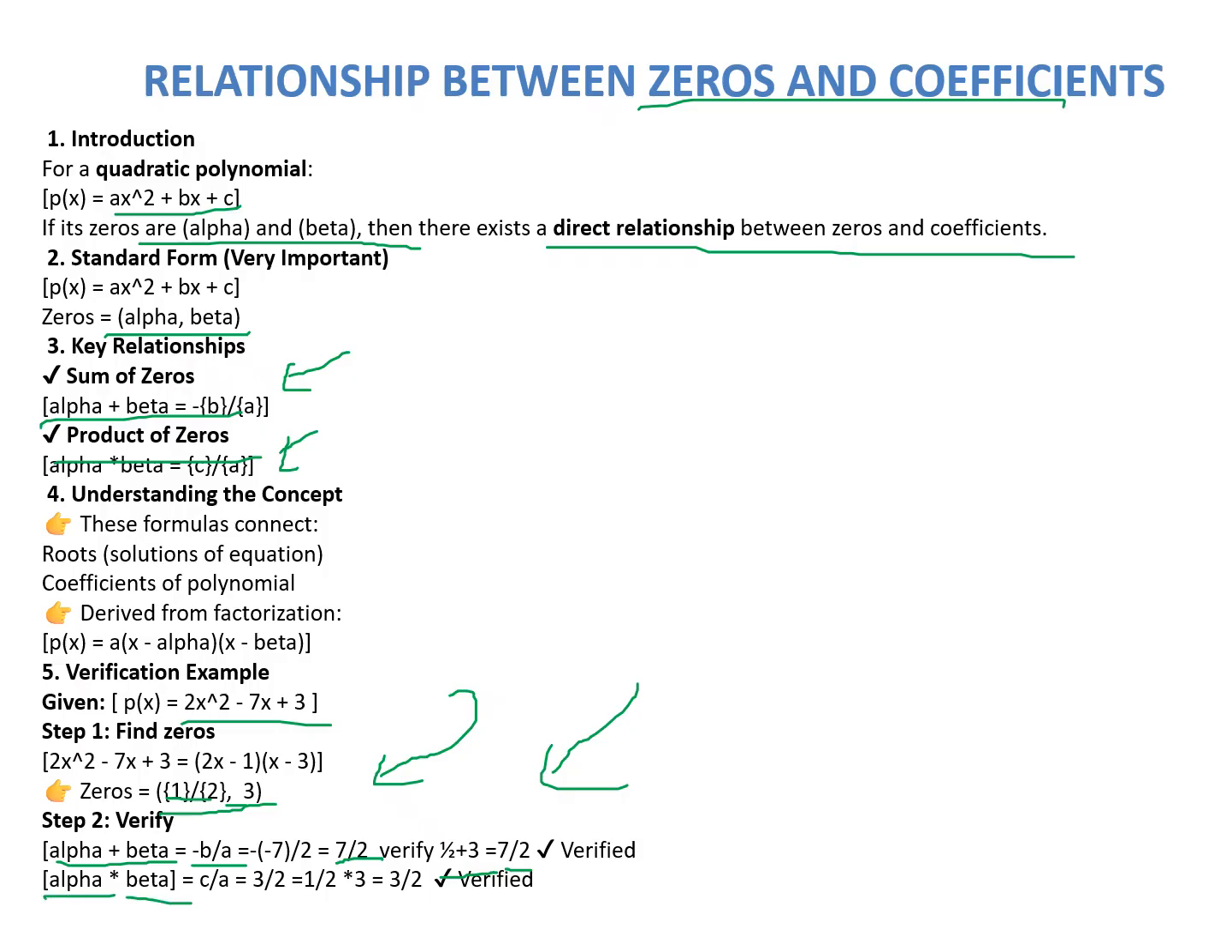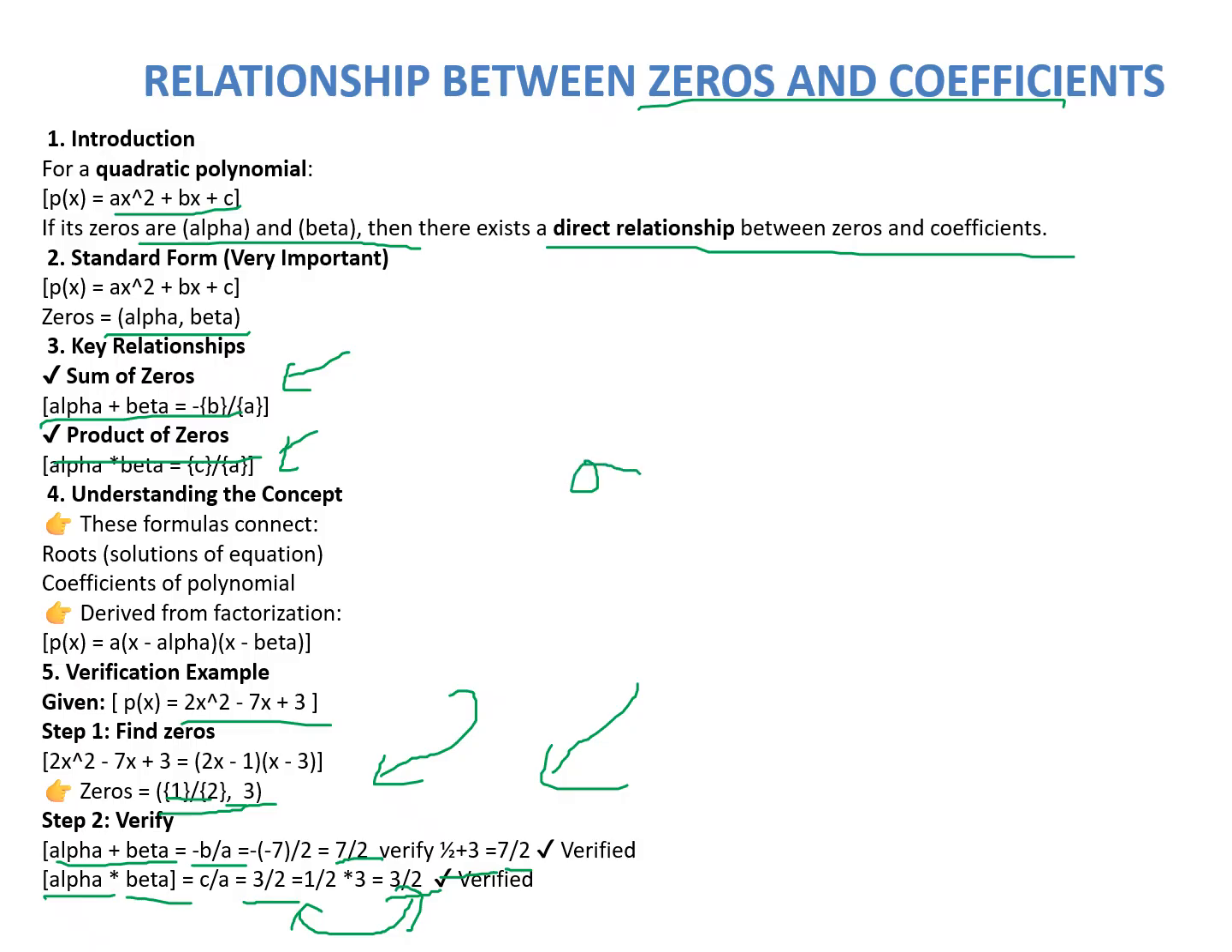Likewise, we have two values here, alpha and beta. We'll multiply the values here, which is 1 by 2 multiplied by 3, which gives us 3 by 2. And then we'll compare it with the product of the roots, which is c by a. If we derive the value of c by a here, we have 3 by 2. So 3 by 2 is tallying with the 3 by 2, which means that whatever values we have derived for alpha plus beta and alpha beta, they are tallying with minus b by a and c by a.